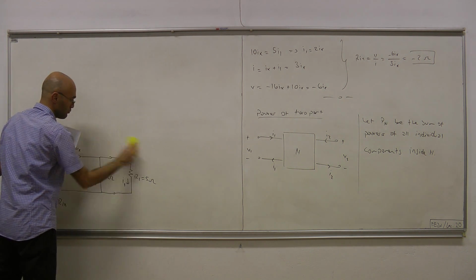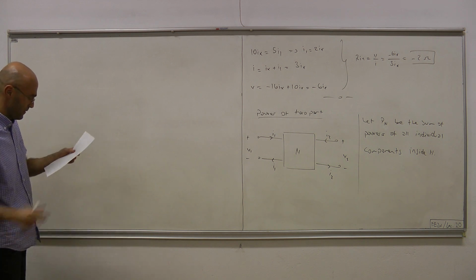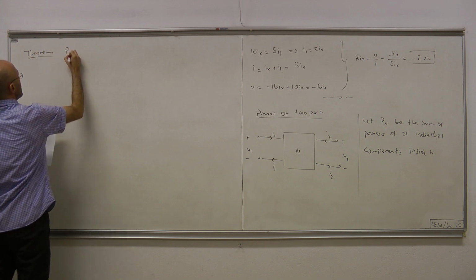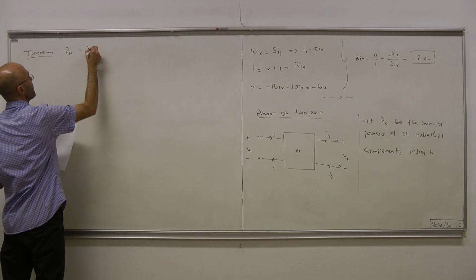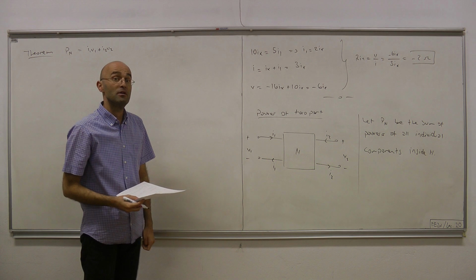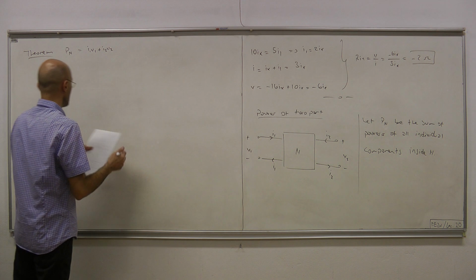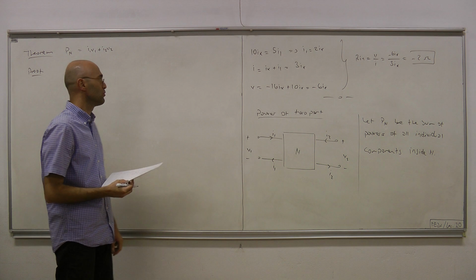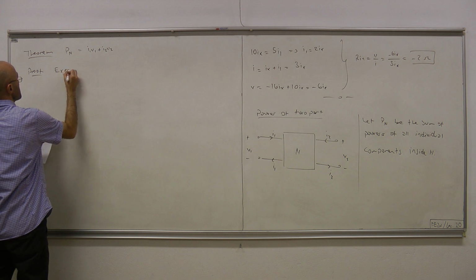Which has a very elegant proof, and the proof will be left as an exercise. Okay? Theorem. The power of a two-port, that quantity P_N, simply equals I1V1 plus I2V2. That is, you don't have to look inside N, which could be very complicated. All you have to know is just the voltage and current at the ports. And I strongly recommend that you work on the proof. In fact, it's just one or two lines of proof. Okay, so I leave it as an exercise.